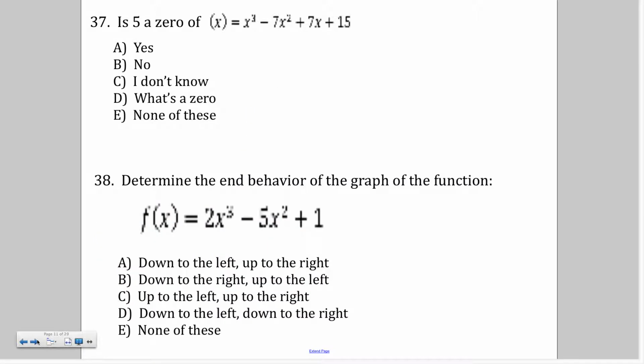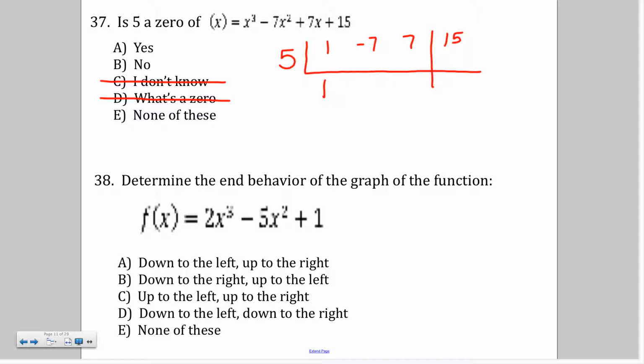All right, number 37. It says, is 5 a 0 of x cubed minus 7x squared plus 7x plus 15? So we're doing synthetic division. So 1, -7, 7, 15. Now, it's asking us if it's a 0. That means is it a root? Do not pick C, please. Do not pick D. A 0 is an x-intercept. But since it's not giving us a factor, it's asking, we're going to use what it's given us.